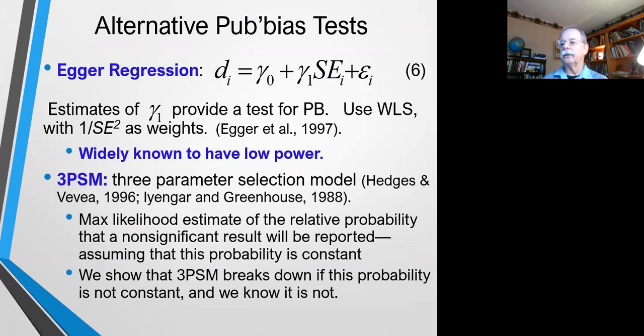Hagger regression simply is a simple regression of the observed effect size, which I'm calling d_i here for Cohen's d, against its own standard error, SE. The regression coefficient here, gamma 1, the test of that is a test for publication bias. Use weighted least squares here, where 1 over standard error squared is the weights. This comes from Hagger et al., a group of medical researchers.